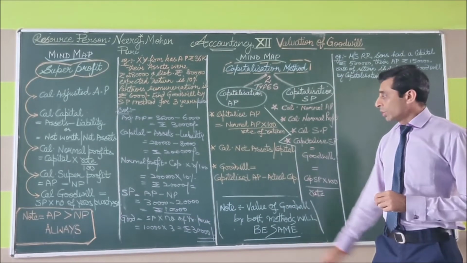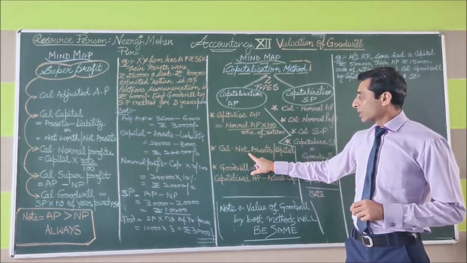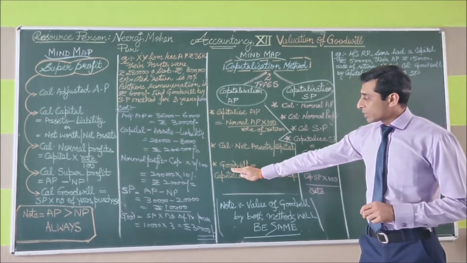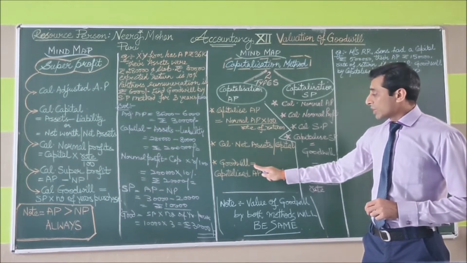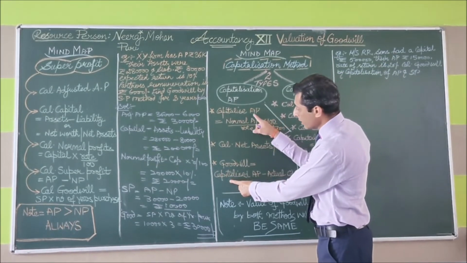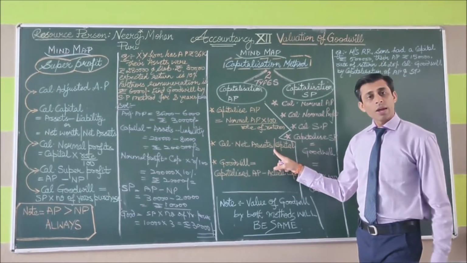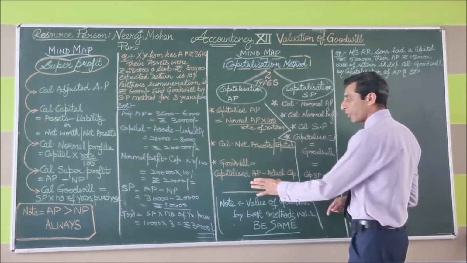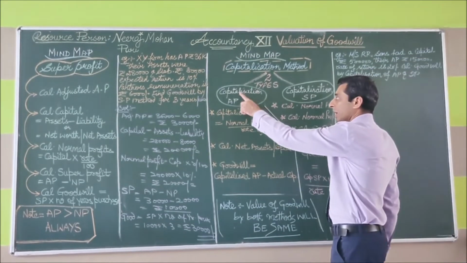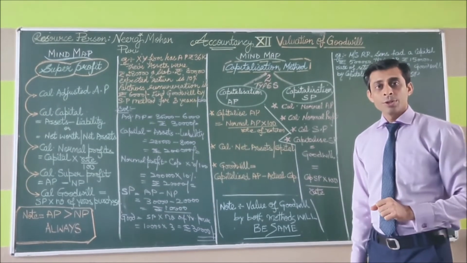Step number 2 is calculation of net assets or the capital. The third step is the answer, goodwill, which is equal to capitalized average profit, meaning step 1, minus the value of step 2. This will finally give the value of goodwill by capitalization of average profit.